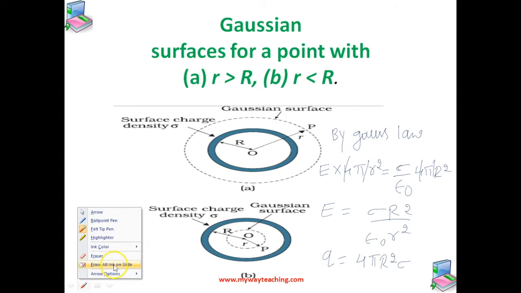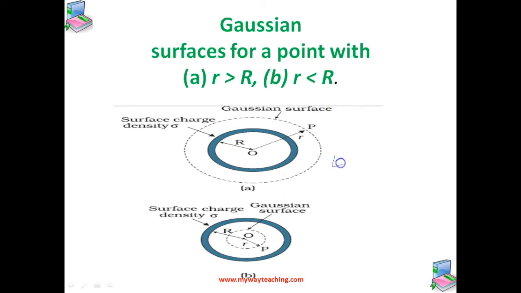Vectorially, if we want to represent E, then we can represent it as 1 by 4 pi epsilon naught, Q by r square, r cap. The electric field is directed outward if Q is greater than 0, inward if Q is less than 0. This is the field produced by a charge Q placed at the center O.